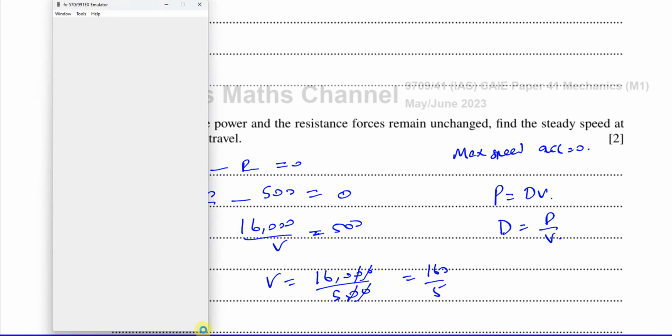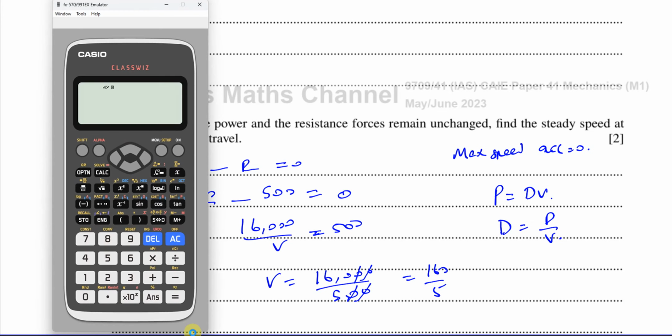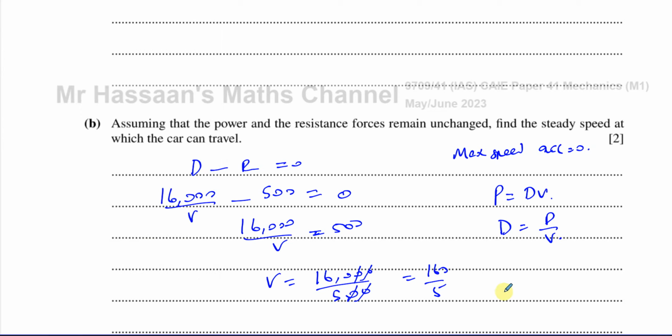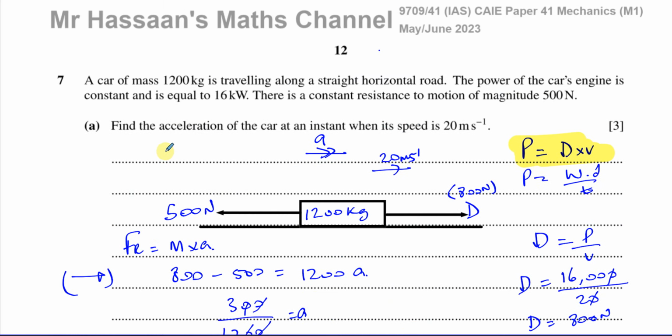So you have 160. Whoops, what happened to my calculator? 160 divided by 5, which gives us 32 meters per second. So that's the steady speed at which the car can travel. When the acceleration is equal to 0, that's going to be when it's a steady speed. Steady speed means no acceleration, basically. So there's your answer to part B of this question.